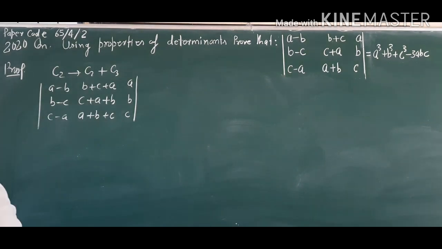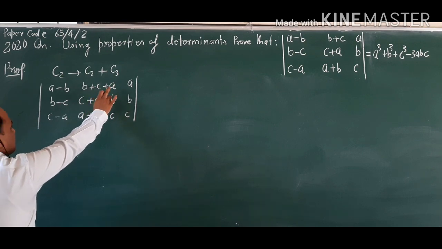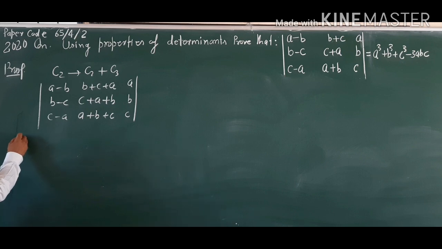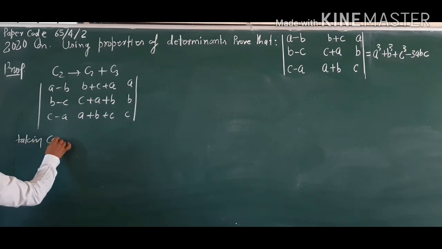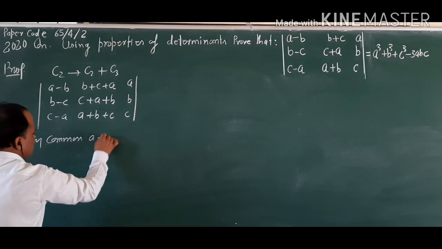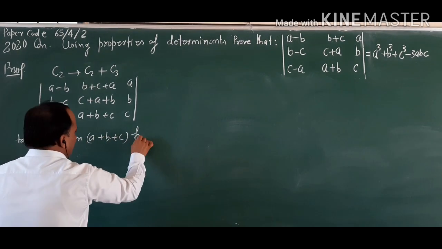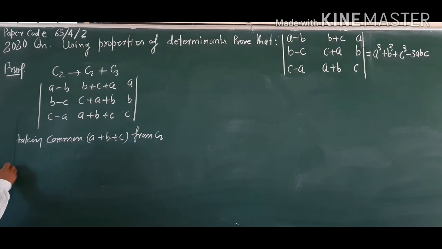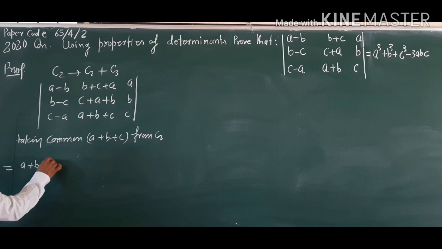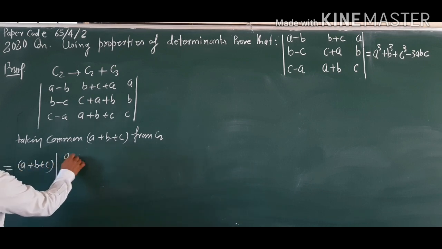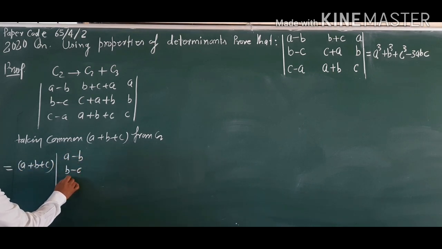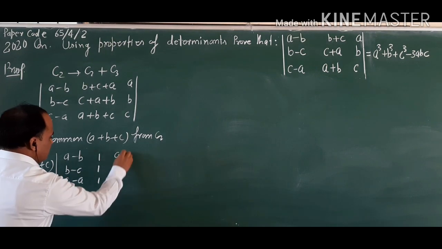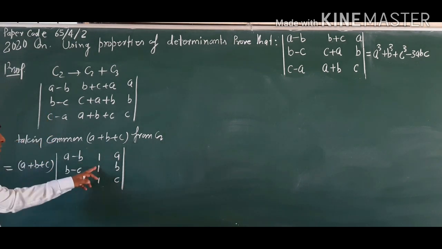Now just see column C2. In each entry it is A plus B plus C, so we should take common A plus B plus C from C2 column. C2 column से हम A plus B plus C कॉमन लेंगे। After taking common we have A plus B plus C, determinant should be left C minus A, here should be 1 1 1, and here A B C. Now we get all entries 1.